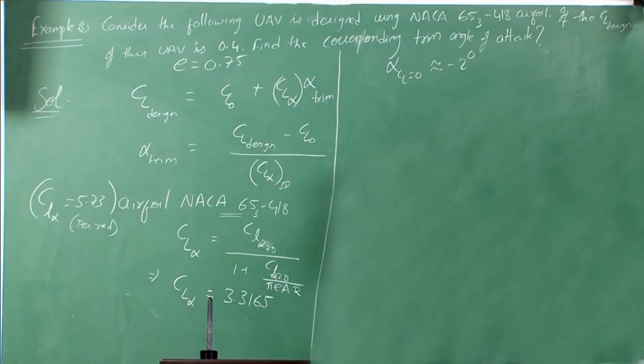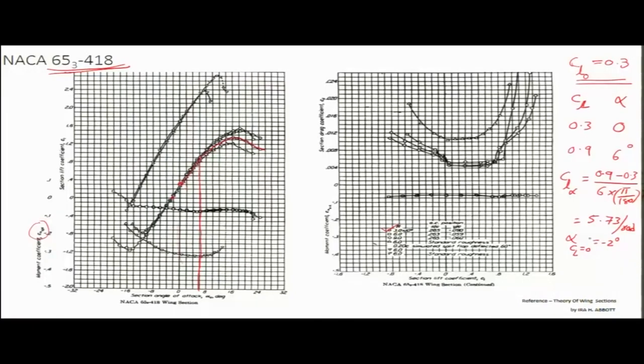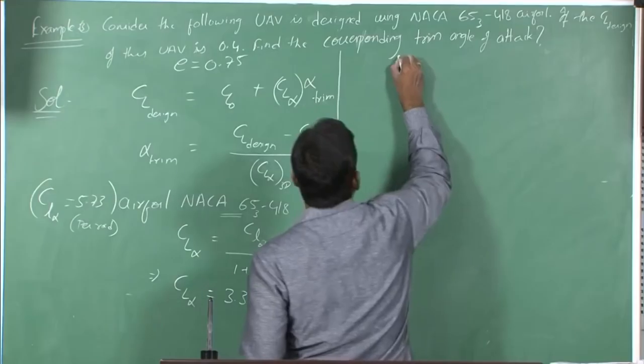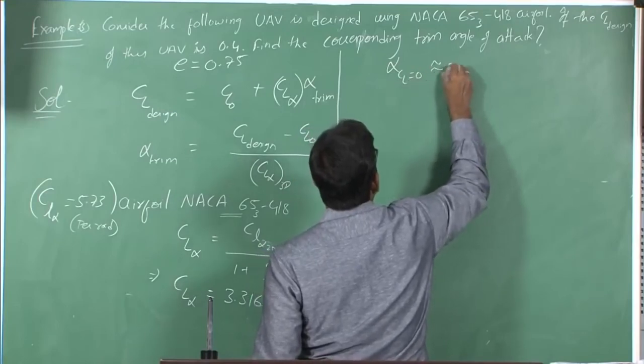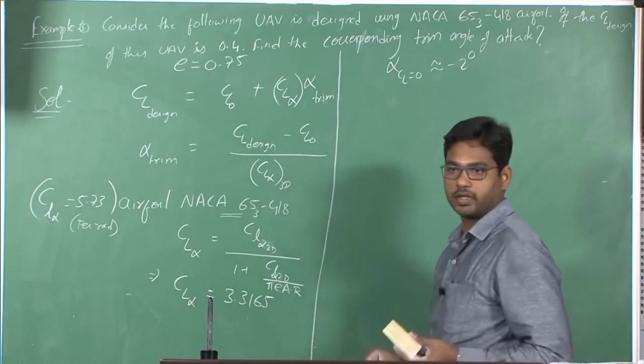Substituting this in this equation, we get CL alpha 3D approximately 3.3165. To calculate alpha trim, we need another parameter, CL naught, that we need to find out. So, CL alpha is 3.3165. Now, how to find CL naught of this wing? Again, from the airfoil data, the alpha at which CL is equal to 0 is approximately minus 2 degrees, which will remain the same for the wing as well as the airfoil.